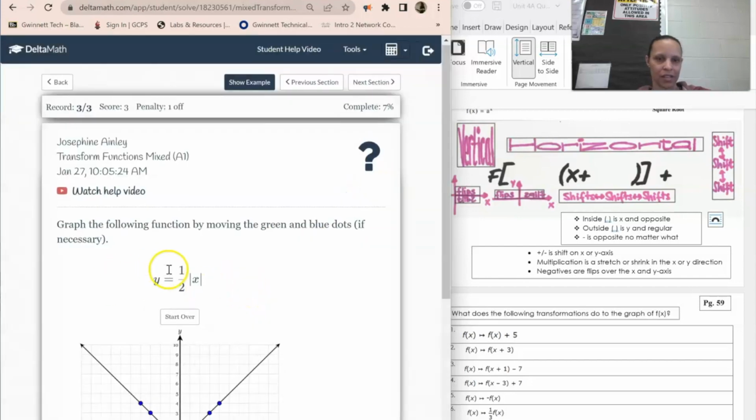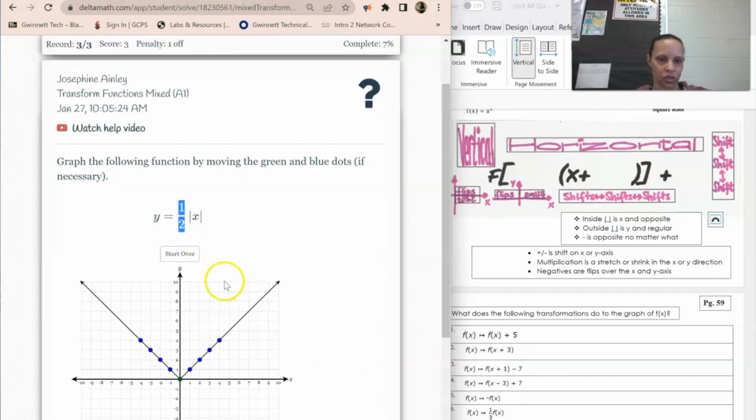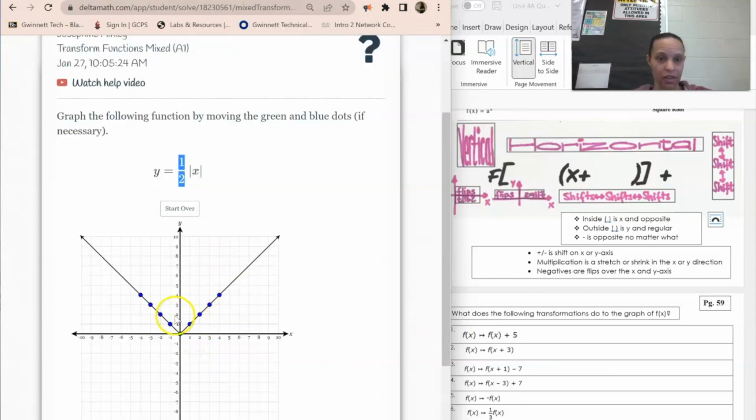All right, looks like I'm on my last question. A half on the outside is y and regular, a half is a shrink, and what I think it's going to do is just going to shrink it by a half. So multiply these numbers by a half or divide by 2, doesn't matter. So 4 divided by 2 will give me 2.